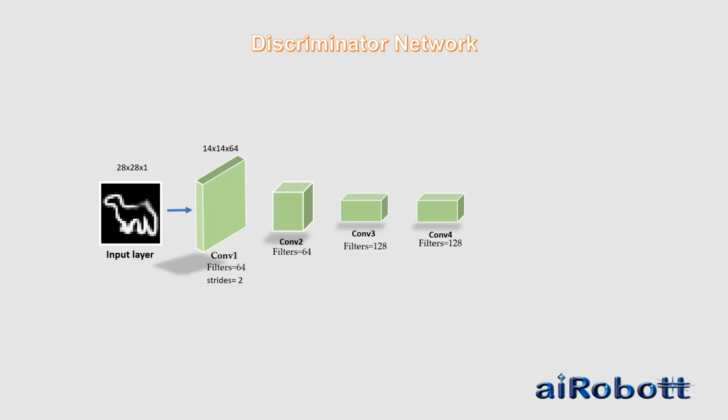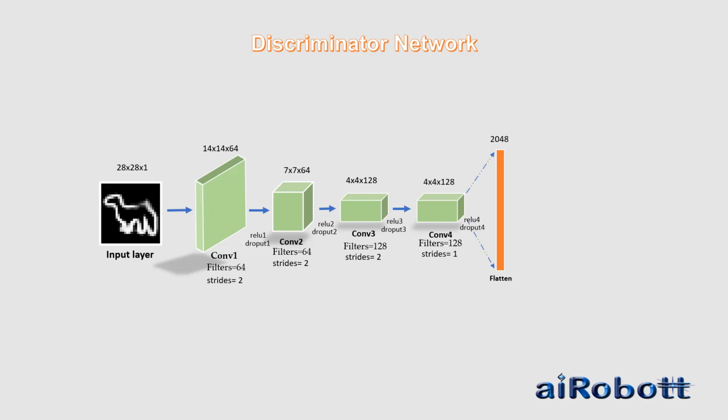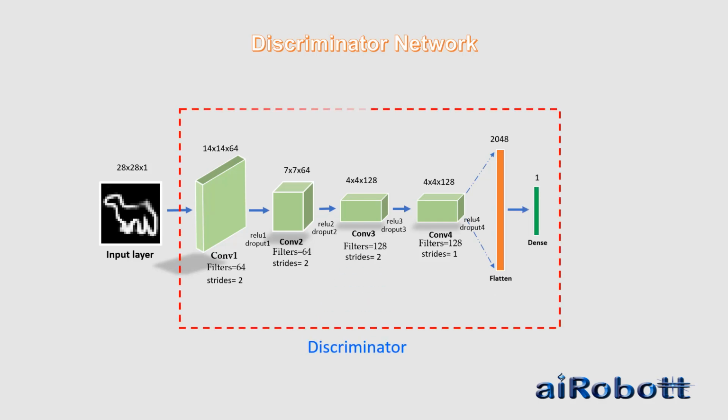This image is passed through ReLU activation and dropout layers. Next, this image is passed through the second convolutional layer with stride 2, and then the image becomes 7 by 7 size. This image is passed through ReLU activation and dropout layers. Similarly, the image is passed through the third and fourth convolutional layers also. Next, the image is passed to a flatten layer to flatten it, and then through a dense layer. The response would be 1 for the real image, and for the generated fake image the response would be 0.